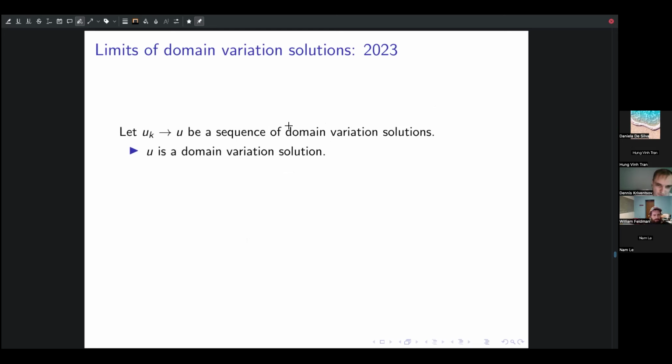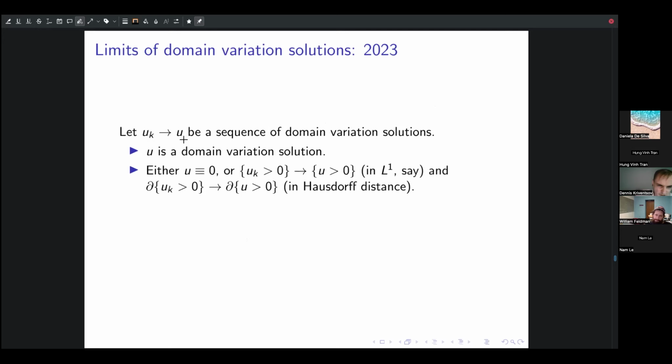So we now have a better theorem. Here's what we can prove now, 20 years later. Let's say U is a limit of domain variation solutions. We prove first that U itself is a domain variation solution, so domain variation solutions are closed under limits. And either the U_k converge to identically zero (to make this precise, remember that omega here is connected; otherwise you do this in each component), or the positivity set converged to the positivity set and the free boundary converged to the free boundary. Those radial functions that were converging to zero were a counterexample of this, but that's the only counterexample. That's the only thing that can go wrong: the U_k just converge to zero.